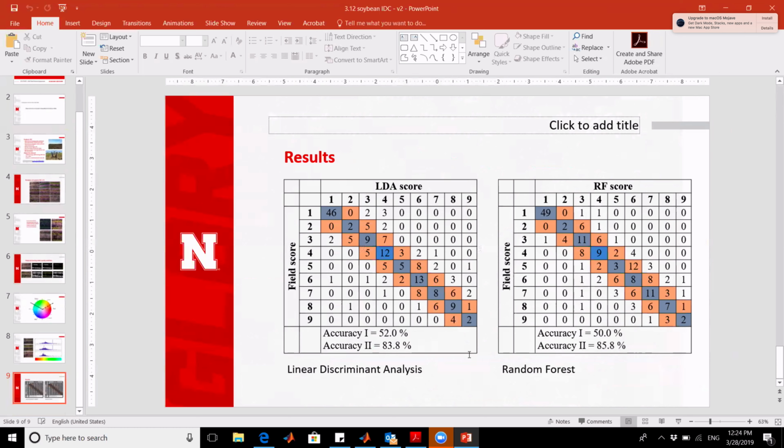So LDA stands for linear discriminant analysis. I'm sure that you guys all know. And RF is a random forest. So we can use a random forest algorithm here. Okay, so that's the background.